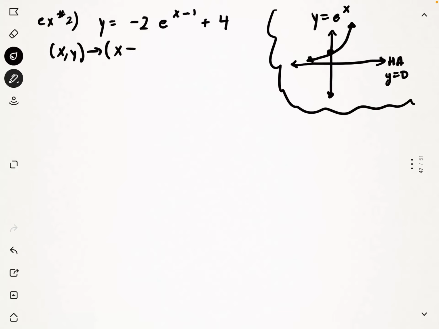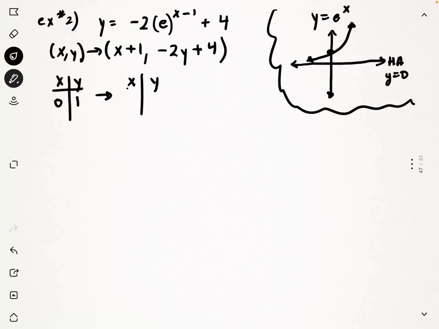In this case, we have x plus 1, and we have minus 2y plus 4. This time there is a number in front of the other number that's to the power of x. If you want to put a bracket in here, we can. But we see that the y values are minus 2 and positive 4. And at this point, we can put in our key point of 0, 1, and we can get a new key point right here, which is 1, 2. That is our key point.